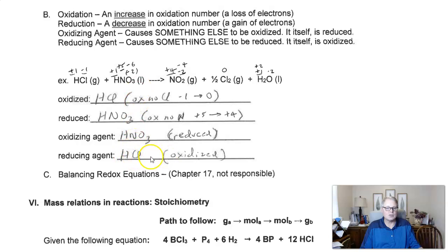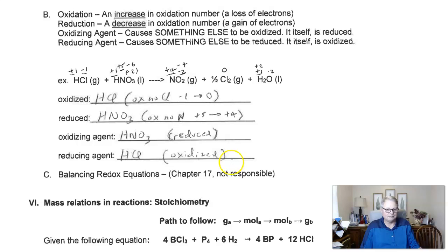So therefore, my HCl is causing my HNO3 to be reduced. So therefore, it's the reducing agent. Okay, notice the HCl itself is being oxidized. So your reducing agent is oxidized, your oxidizing agent is reduced. Normally that would not make sense unless you thought it through and understand what's actually going on. But whatever's being reduced, that's your oxidizing agent. Whatever's being oxidized, that would be your reducing agent. And that's how you tell.